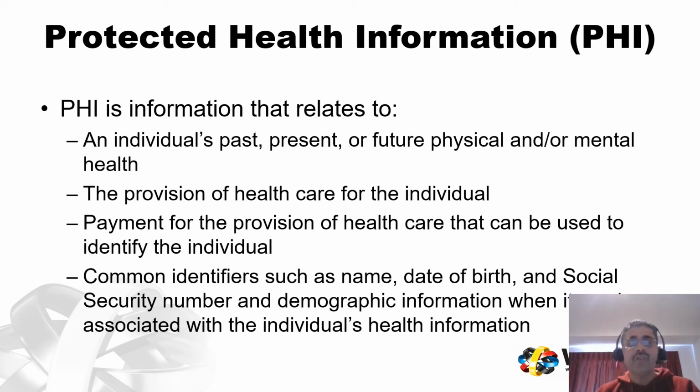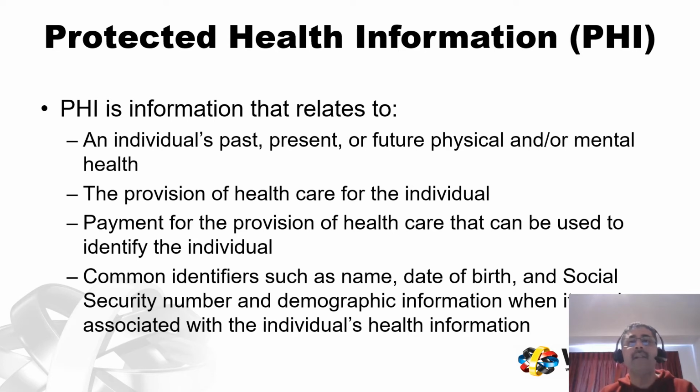Coming to a definition of what protected health information, or PHI, means. Now, in the United States, the HIPAA, or the Health Insurance Portability and Accountability Act, privacy rules protect most protected health information. PHI is information that relates to an individual's past, present, or future physical and or mental health, the provision of health care for individuals. It also contains payment for provision of health care that can be used to identify the individuals.